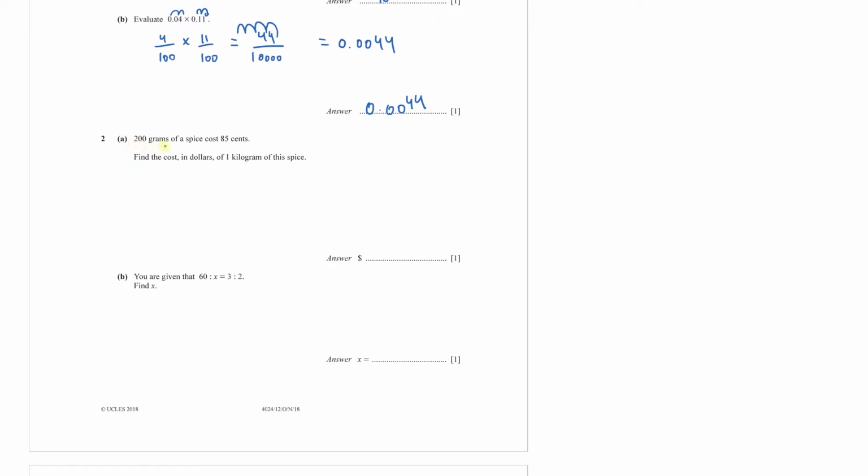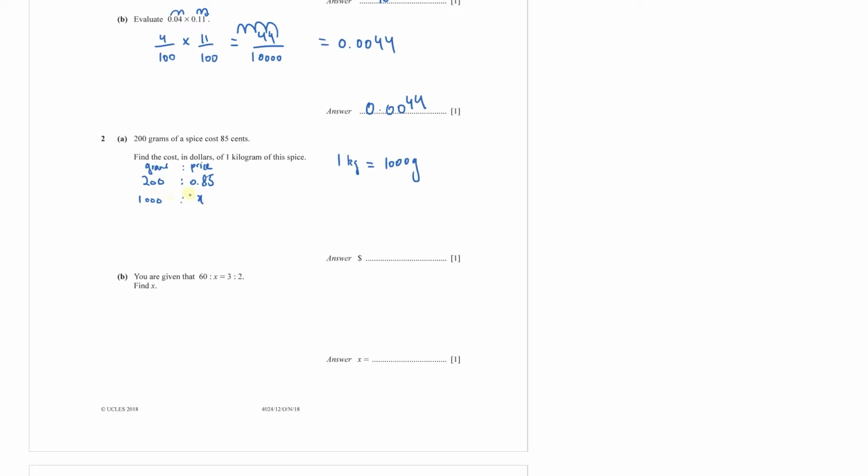Question number 2, part A is 200 grams of spice cost 85 cents. Find the cost in dollars of 1 kilogram of this spice. So 1 kilogram, 1 kg, we know is equal to 1000 grams. So for the ratio, the price of 200 grams is $0.85. Since we are looking to find the price in dollars, I'll convert this 85 cents into dollars as well. So 200 grams is 0.85 and we're looking for 1000 grams.